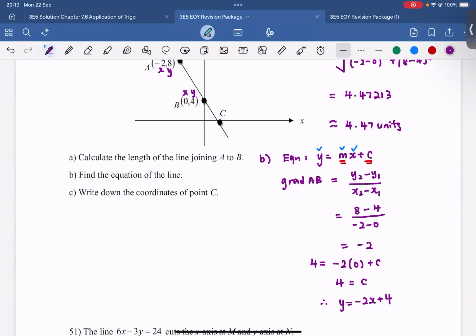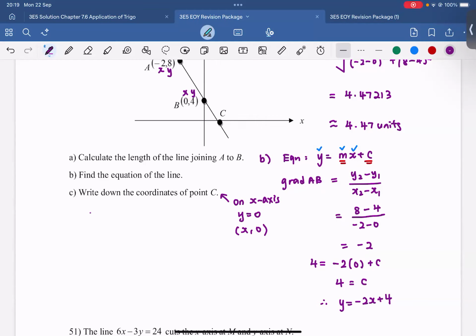Write down the coordinate of C. What's so special about the point C? The point C is on our x-axis. When your point is on x-axis, it means what? It means that the y value is 0. Okay, your coordinate will be x comma 0. The y coordinate is 0.